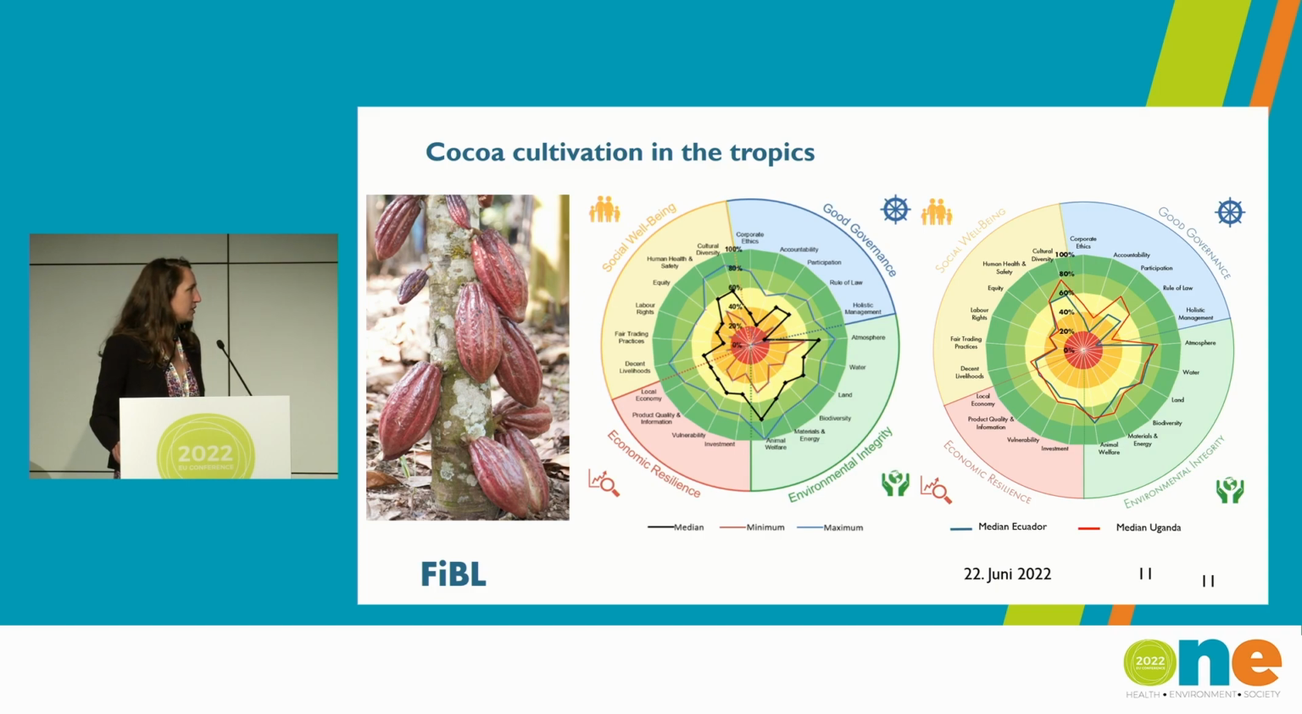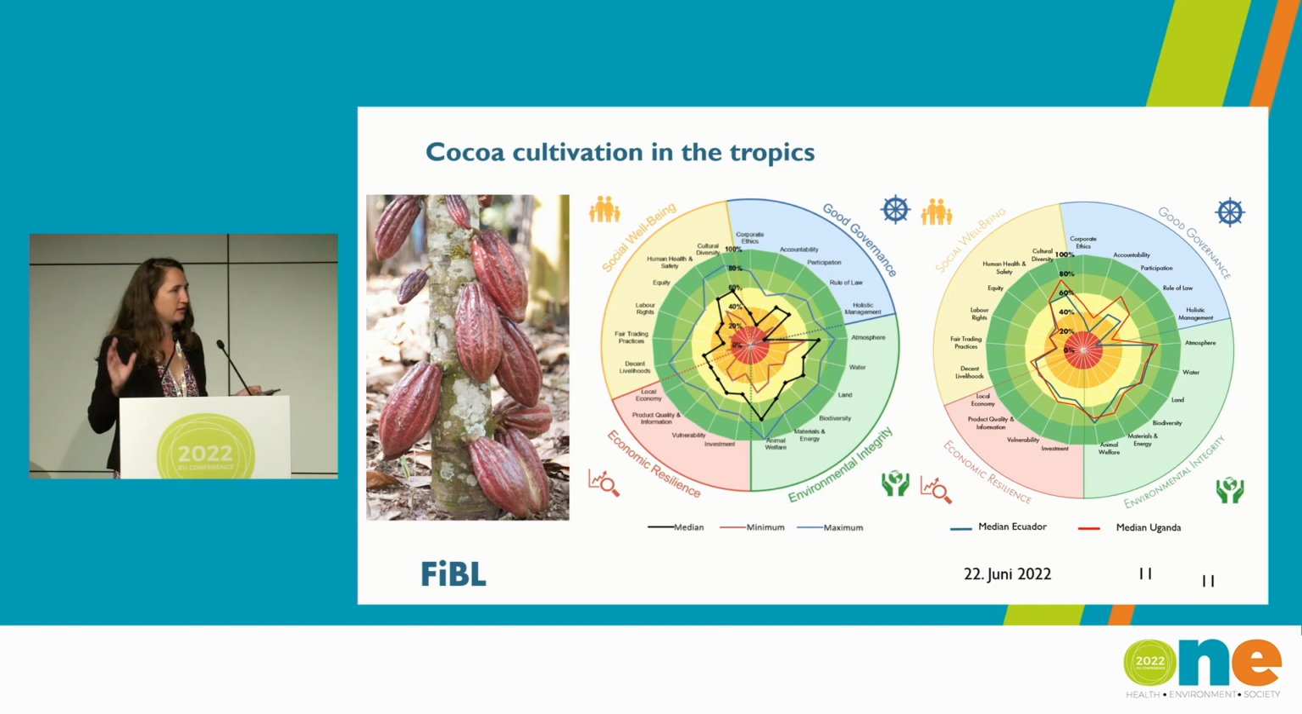So for some sub-themes, you have big differences between the worst farm and the best farm. On the other side, in the second part, you see the comparison of the median for this Ecuadorian case, and we also assessed 200 farms in Uganda. If you compare the median, you see really similar results or patterns.